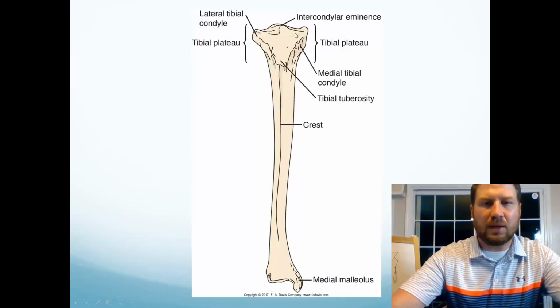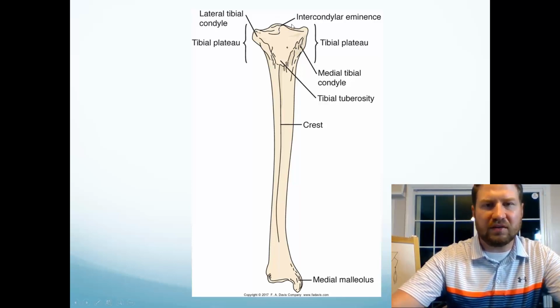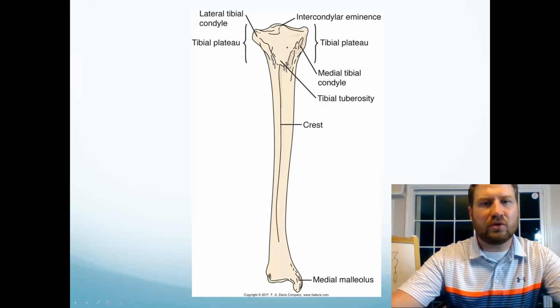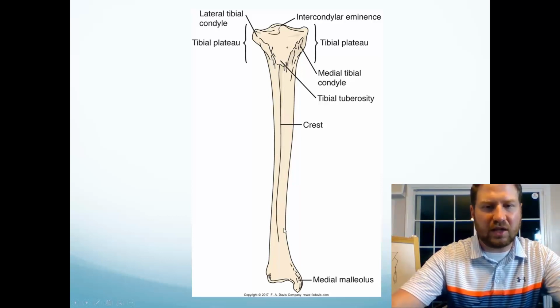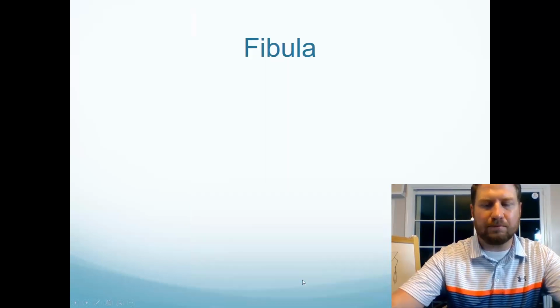Ooh, I skipped over that. So the intracondylar eminence, your tibial plateau is this whole thing. Tibial tuberosity on the front. You have your crest, that's your shin bone that hurts a lot when you kick it on a truck hitch. Okay, and all the way down to your medial malleolus. We'll talk about that more when we talk about the ankle.